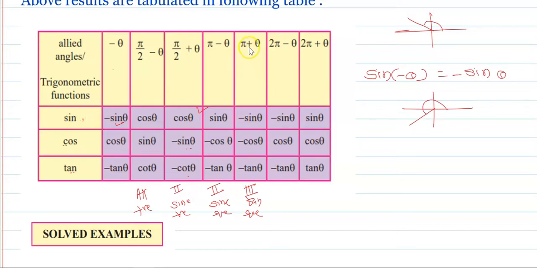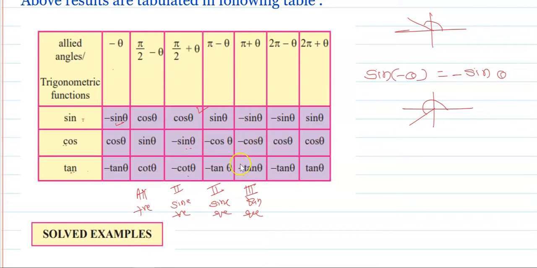That means sin of pi plus theta is sin theta. In the third quadrant, sin is negative, and hence it has a minus sign, and therefore sin of pi plus theta is minus sin theta. Cos of pi plus theta is cos theta, as it is in the third quadrant, it is negative, and hence cos of pi plus theta is minus cos theta. Tan of pi plus theta is tan theta.